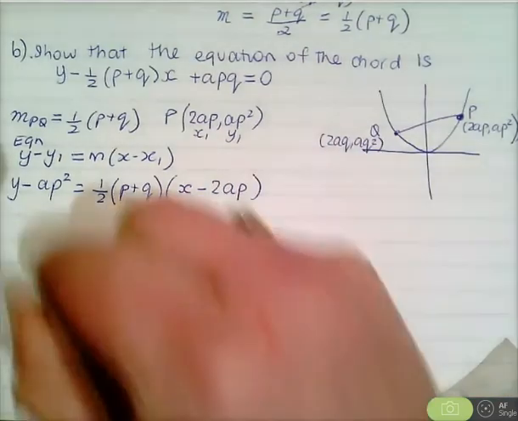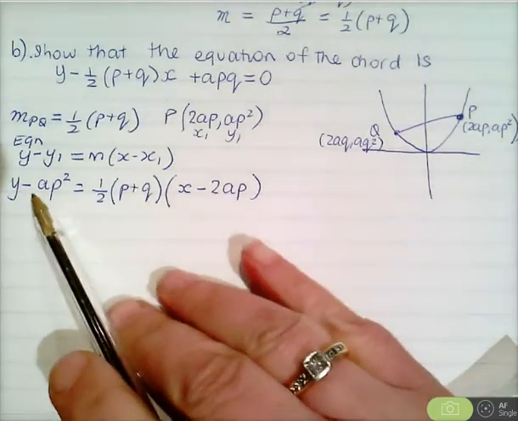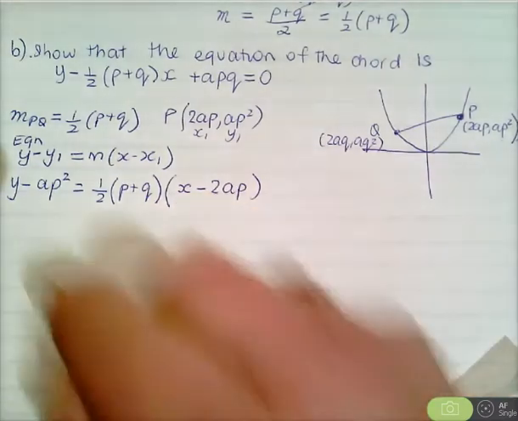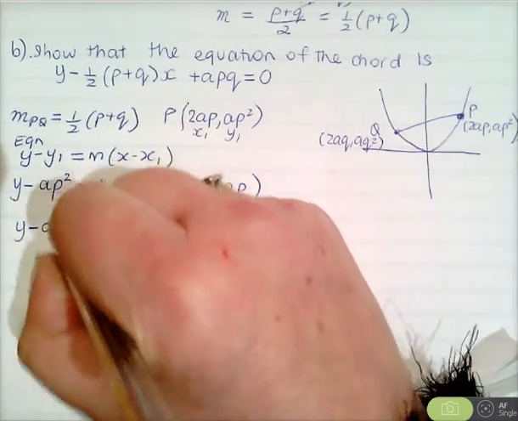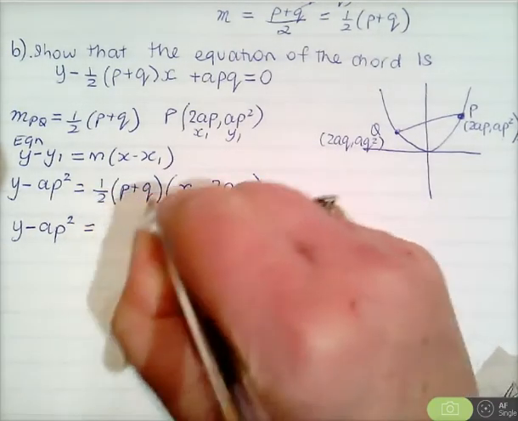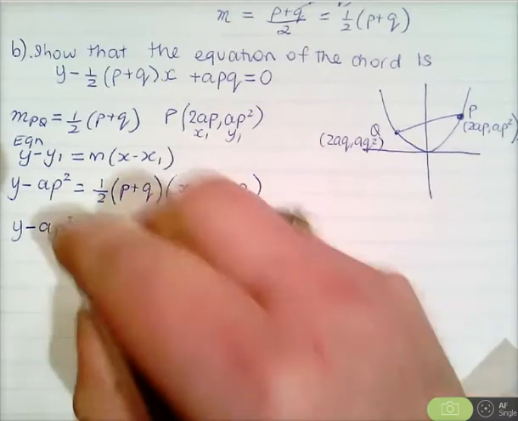Now we just have to be really careful here, okay? We need to rearrange this and expand it. So we've got y minus AP squared. Now this is all one term. So it's a half p plus q times x, and then it's a half p plus q times 2AP.